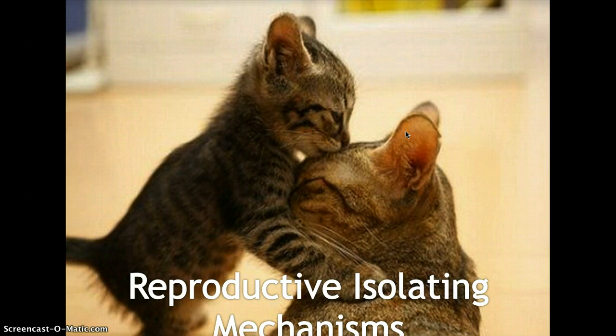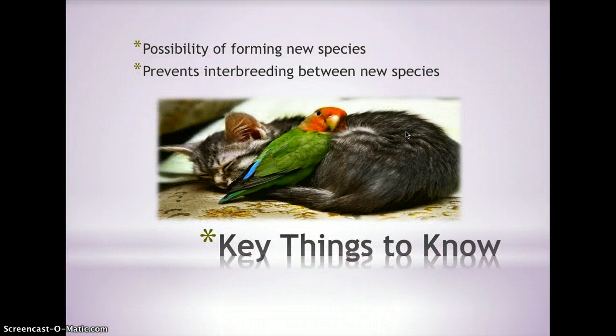So one of these mechanisms is reproductive isolating mechanisms, which is what scientists can sometimes use to classify different species. And reproductive isolation helps prevent interbreeding between two different species.